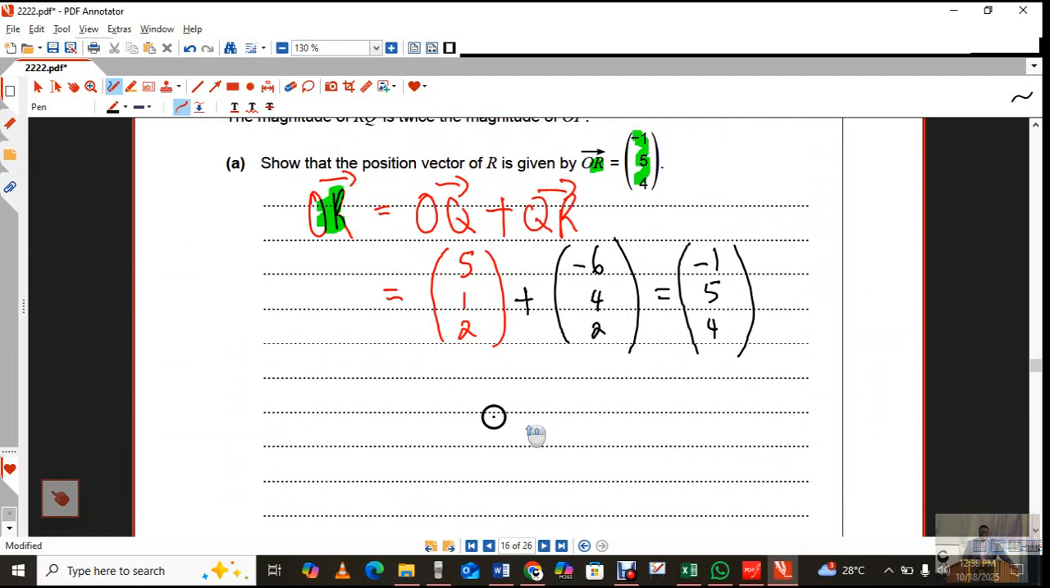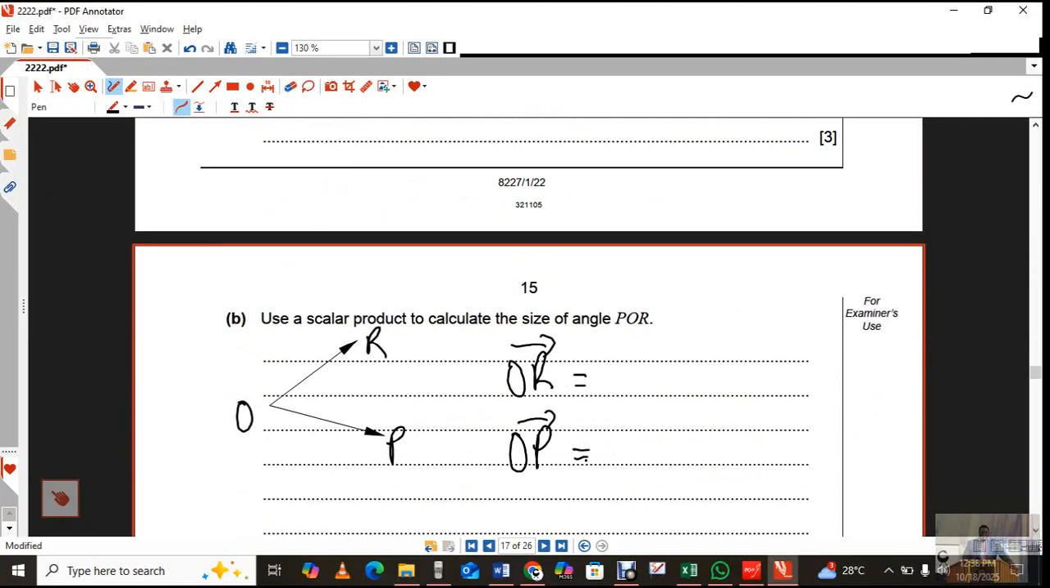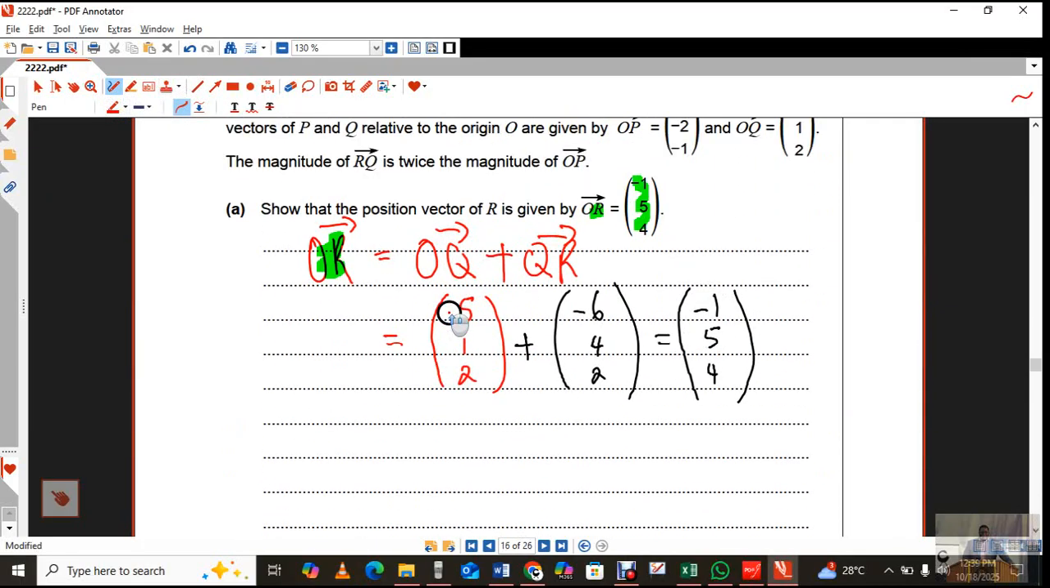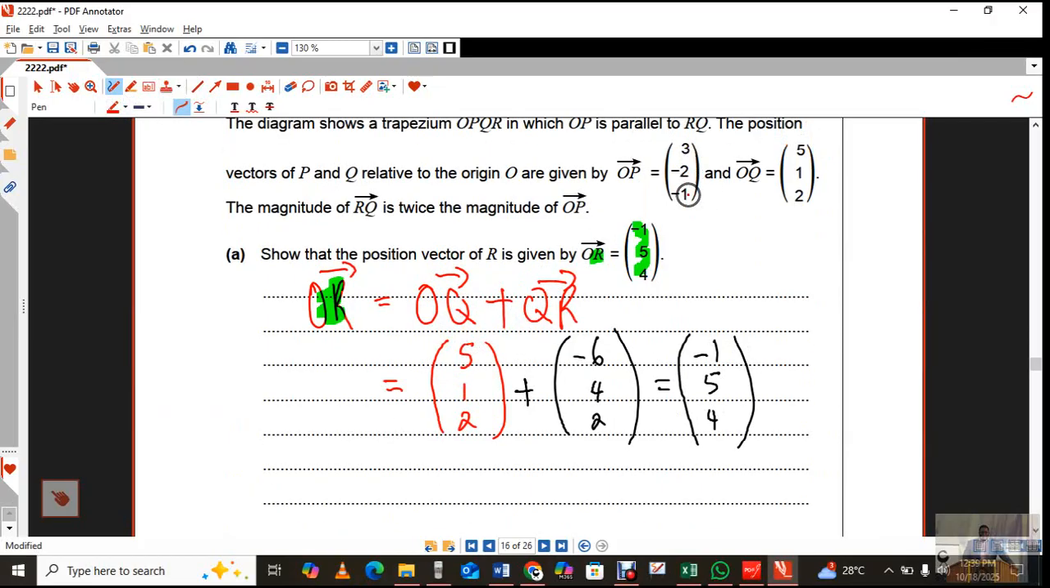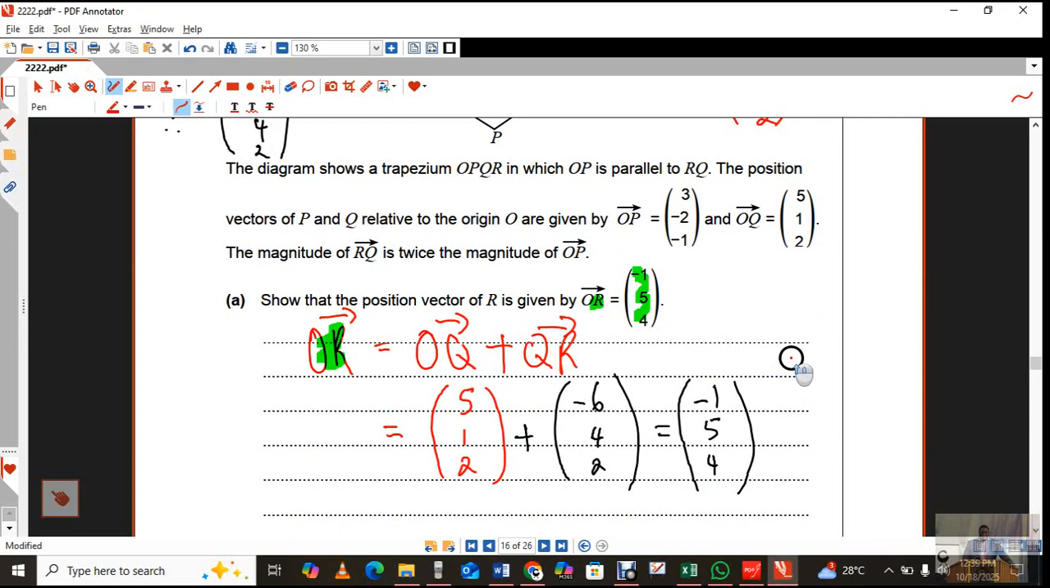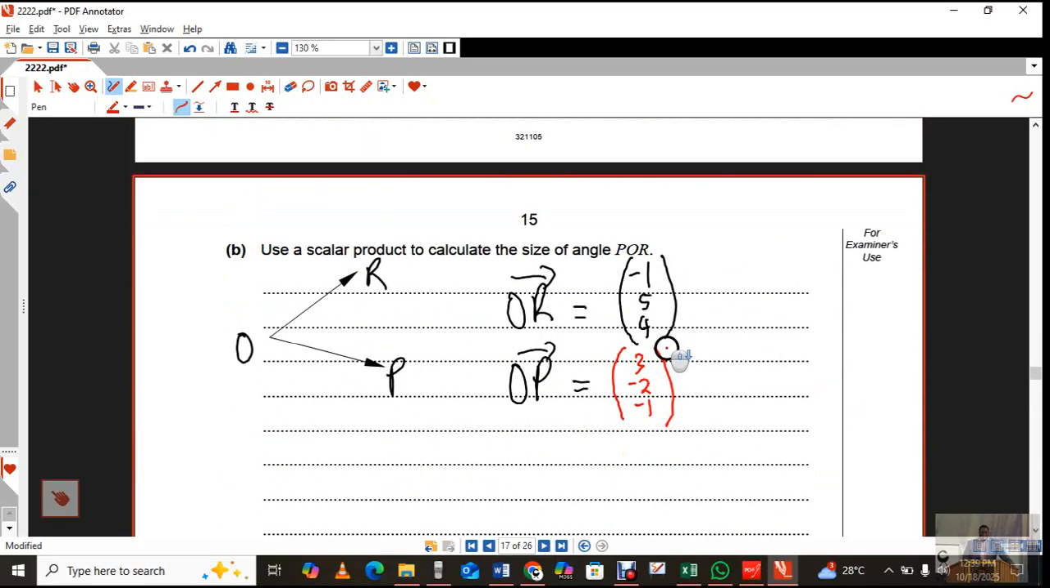OR is what we were given or we proved, negative 1, 5, 4. So I'm going to write that one down here. This is OR. OP is given to us in the question. OP is 3, negative 2, negative 1. So I'm going to write that down here as well. 3, negative 2, negative 1. Just make sure about that. We have got 3, negative 2, negative 1. Right. Why is that important?